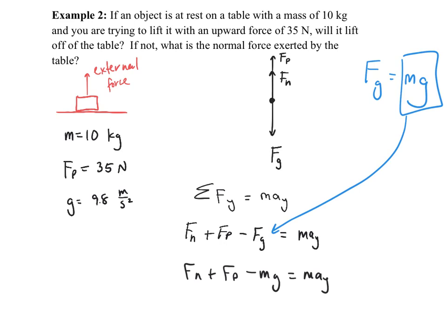It says, will it lift off the table? If it doesn't lift off the table, what is the normal force? And that's the scenario we're probably going to be in, where I try to lift it, but it's not enough strength. So how will I be able to tell if my lift force up will overcome the weight of the object pulling down? Physically, how can I figure it out?